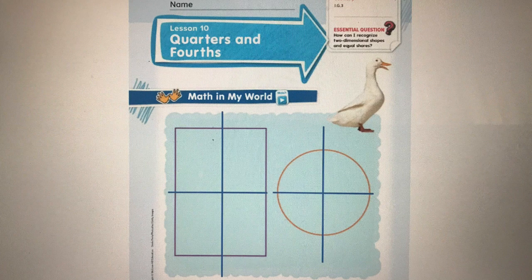So see the rectangle and the circle on your paper? I want you to draw one vertical line going up and down and one horizontal line going left to right, and make sure that when you draw those lines that you have 4 equal parts. If you're looking at the screen, you can see that my shapes have 4 equal parts. I want your paper to look just like mine. Go ahead and take your pencil, draw your lines to make fourths.